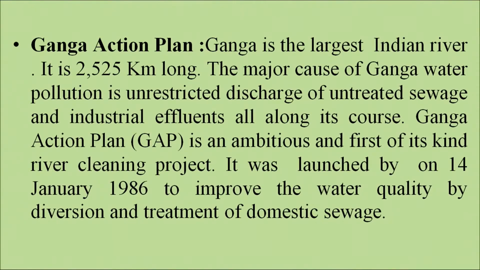We will be discussing two: Ganga Action Plan and Yamuna Action Plan. Ganga Action Plan. Ganga is the largest Indian river running for about 2,522 kilometers. The major cause of Ganga water pollution is unrestricted discharge of untreated sewage and industrial effluents all along its course. Ganga Action Plan is an ambitious and first of its kind river cleaning project. It was launched on 14th January 1986 to improve the water quality by diversion and treatment of domestic sewage.